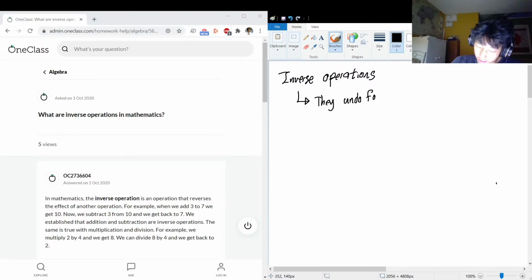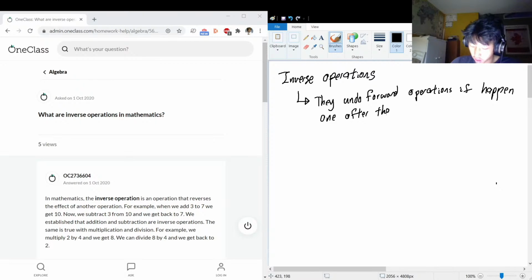forward operations, if they happen one after the other. Okay, so for an example of inverse operations, we can start at the very simplest and then escalate up to some higher intensity inverse operations. The simplest one I can think of is addition and subtraction.